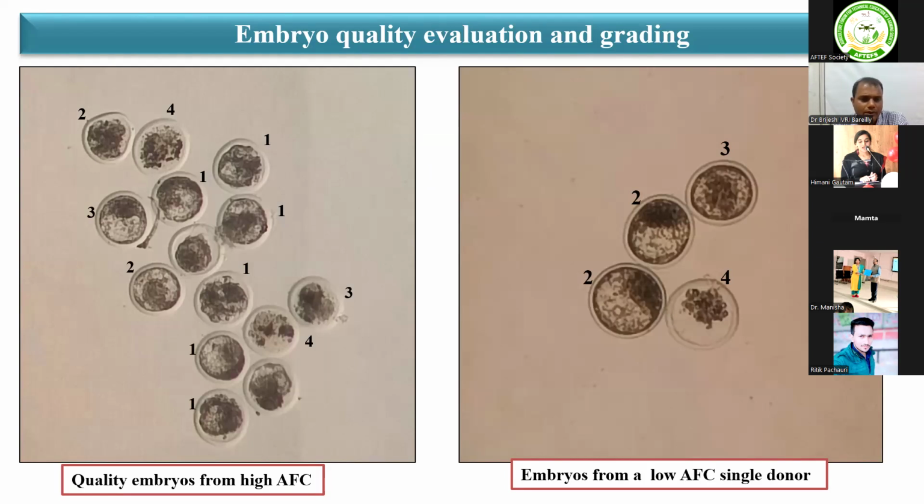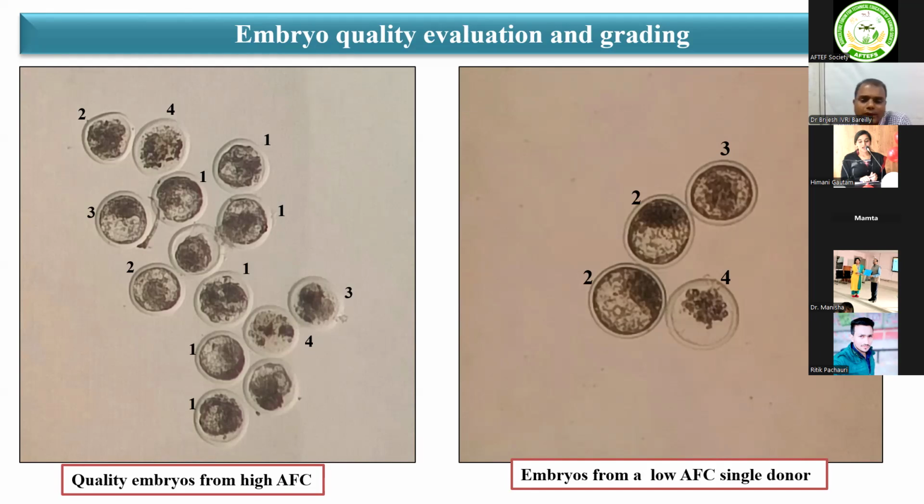Here, just imagine a picture from our farm. See here, 14 to 15 embryos are there, and most of the embryos are grade 1. In donors from a low AFC group, we found very few good quality embryos. But high AFC should not be too high either. Sometimes there will be overcrowding, which may lead to nutrient deficiency and poor development of the embryo, and quality will be compromised. So there should be a balance in the AFC count.